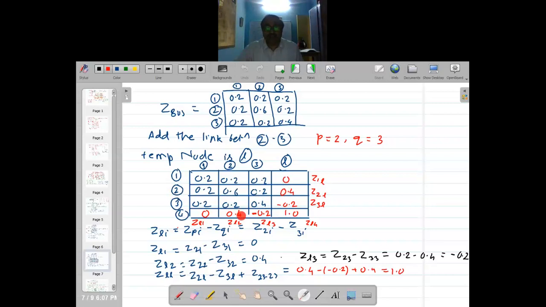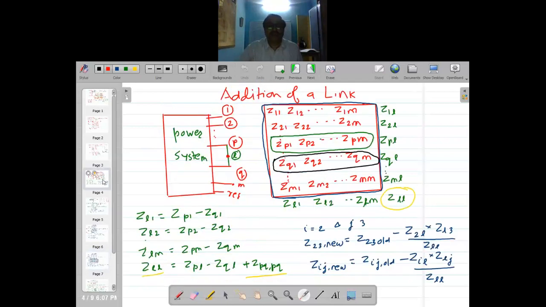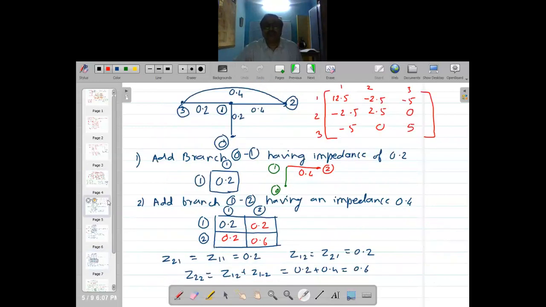This is 0.4. For Z bus, L comma 2 is 0.4. So 2 comma L is also 0.4. And Z bus L comma 3 is minus 0.2. And this last one, ZLL, we have to evaluate. So ZLL is equal to ZPL minus ZQL plus the self impedance of the branch which is being added. That self impedance is how much? This branch is 0.4.